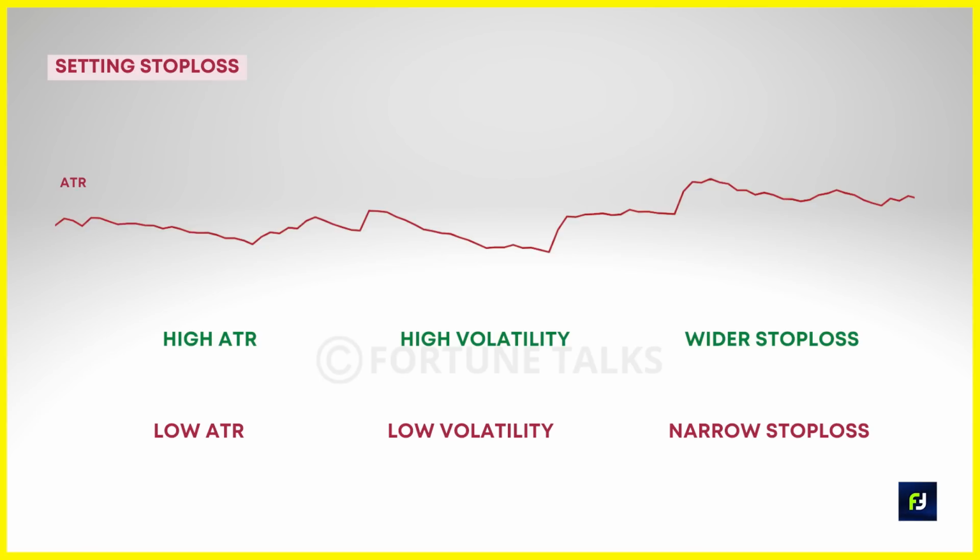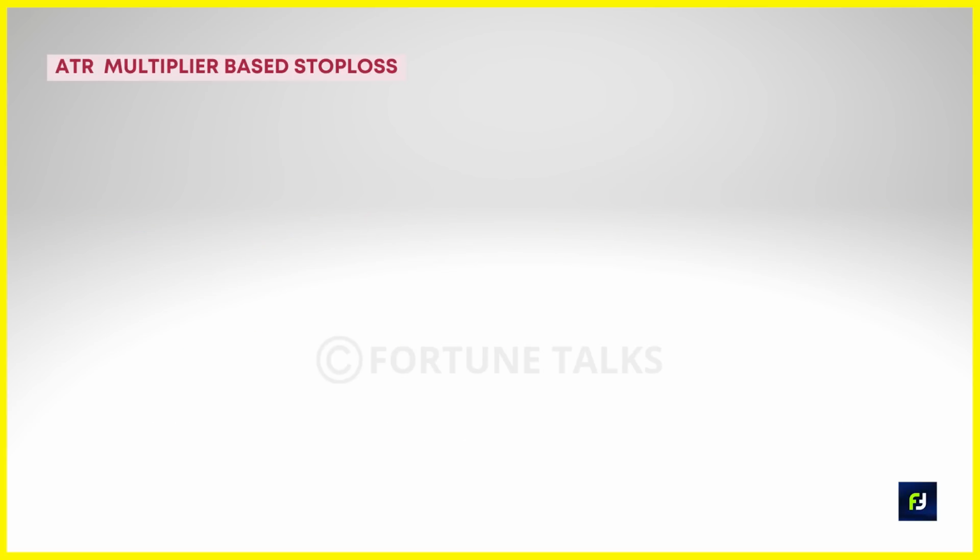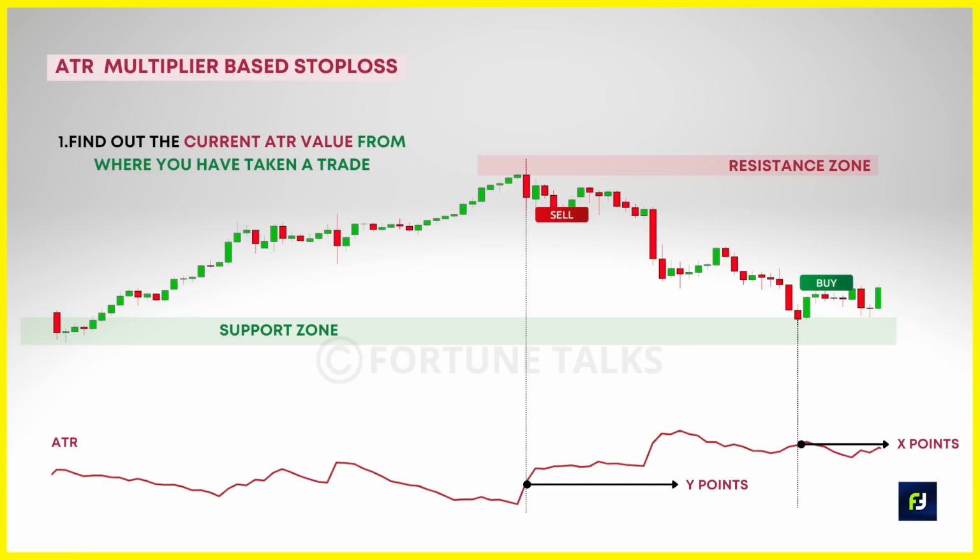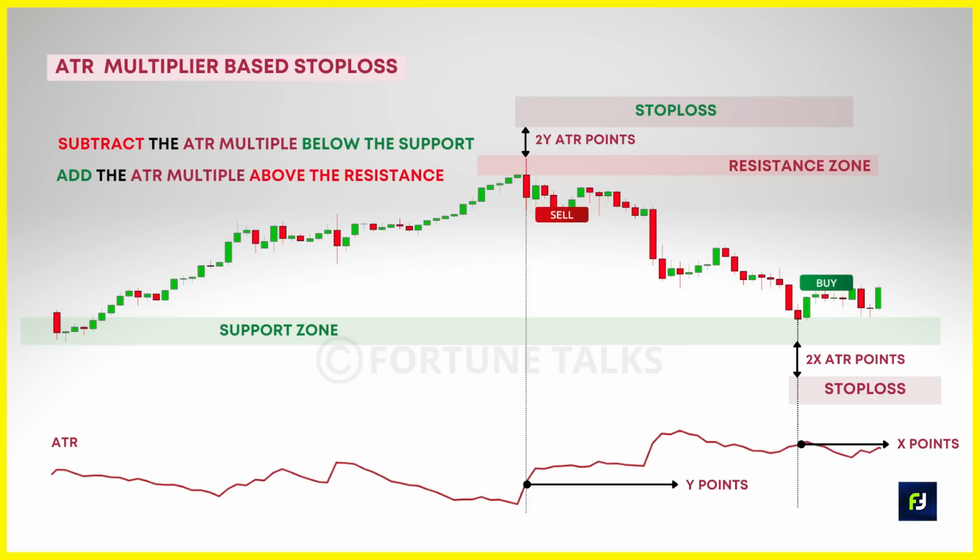Actually, there are two ways in which I use ATR for setting my stop losses. The first method is very straightforward. All you have to do is to find out what the current ATR value is. Then select a multiple of the ATR value. So a multiplier of anywhere between 1 to 3 is good enough. And finally, add or subtract that amount to the nearest resistance or support level from which you have taken a trade entry.